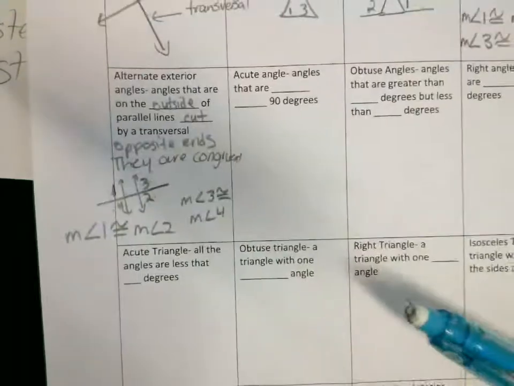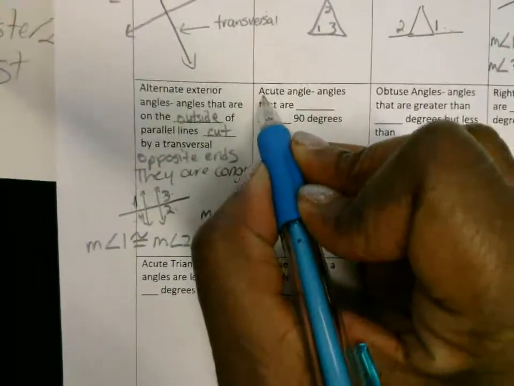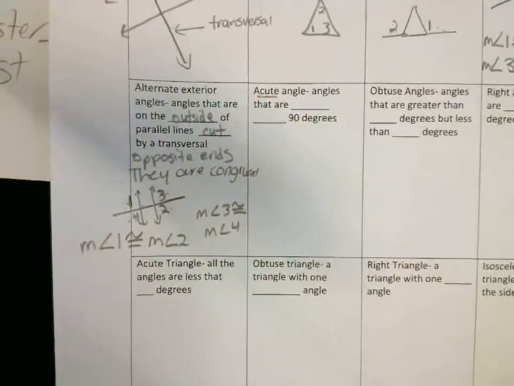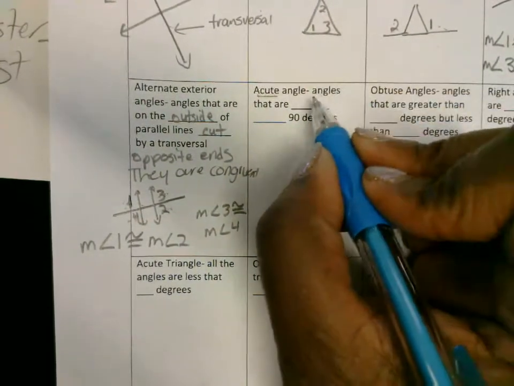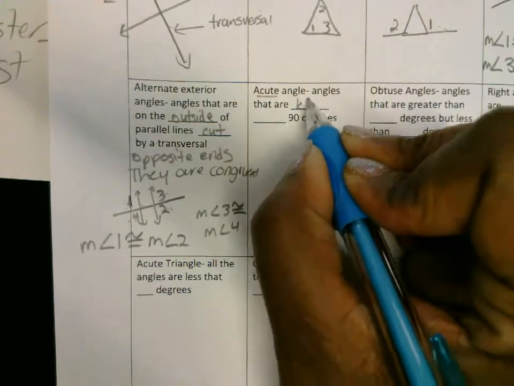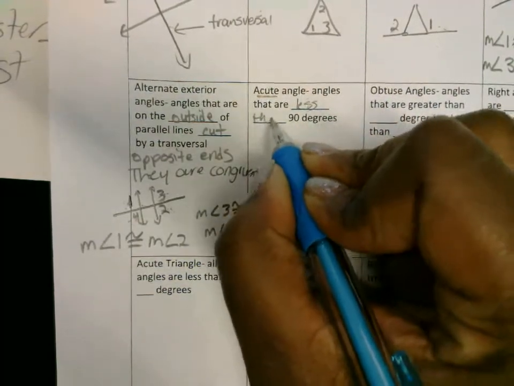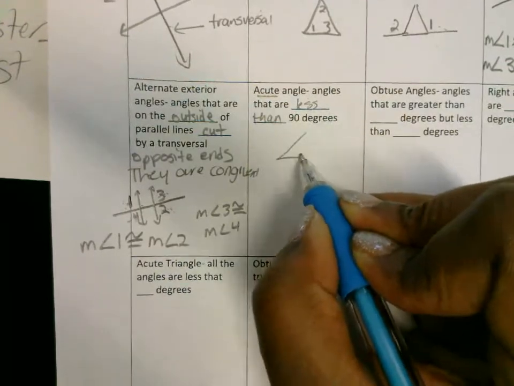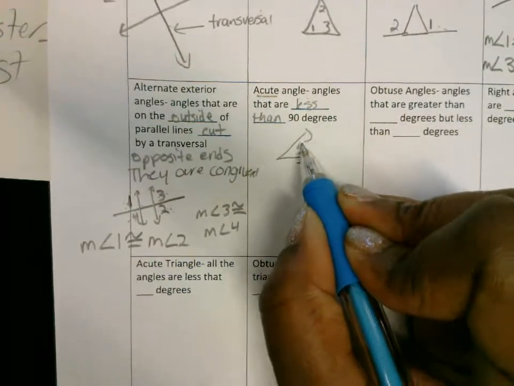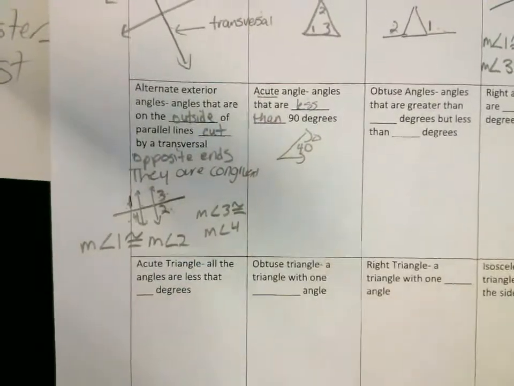Acute angles. Acute, like a cute little baby. Small. Acute is small. Acute angles are less than 90 degrees. Okay, so any angle that's less than 90 degrees. This angle is 40 degrees. It's acute. Smaller than 90 degrees, it's an acute angle.